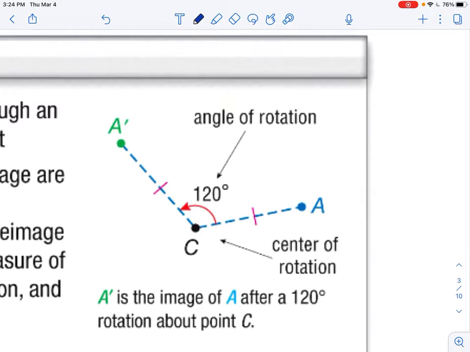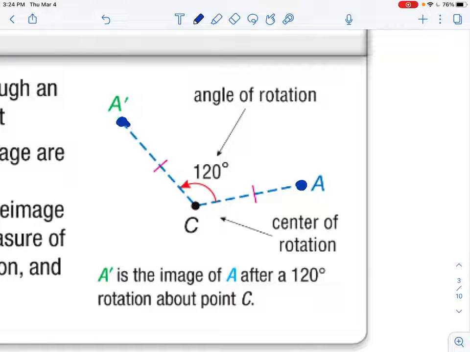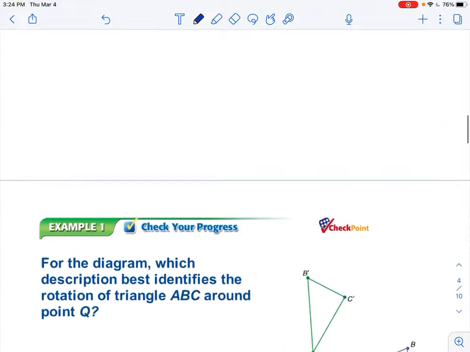So basically, look over at the diagram. From the center of rotation to the pre-image is congruent to the distance from the center of rotation to the image. These are the same length away. And then the angle of rotation is formed by the connection of the image, the center of rotation, and the pre-image, in this case 120 degrees. That is all that is saying.